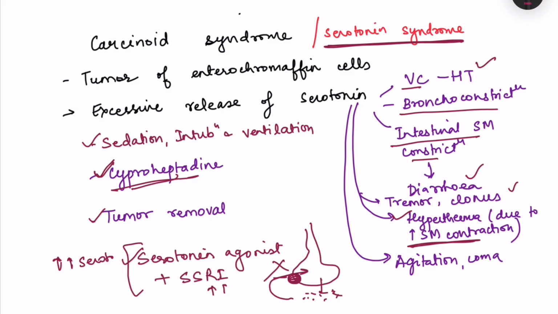So serotonin syndrome also has similar features to the carcinoid syndrome. Why I am talking about this is that when we are giving serotonin agonists, we have to be careful that they should not be combined with SSRIs or also with MAO inhibitors. MAO inhibitors will block the degradation of serotonin. So again the serotonin levels are going to increase, right?